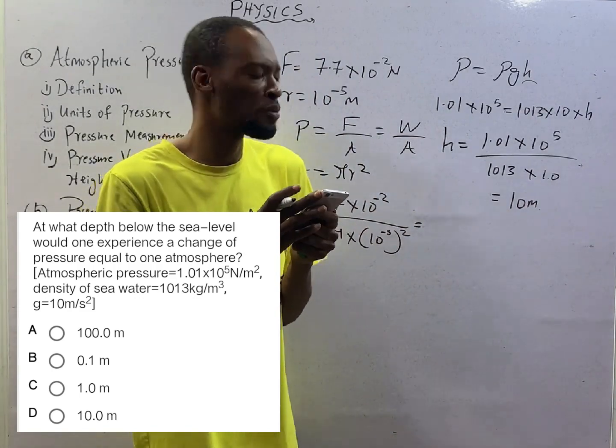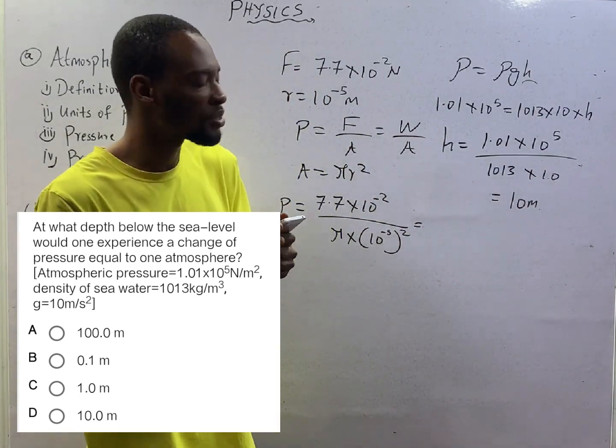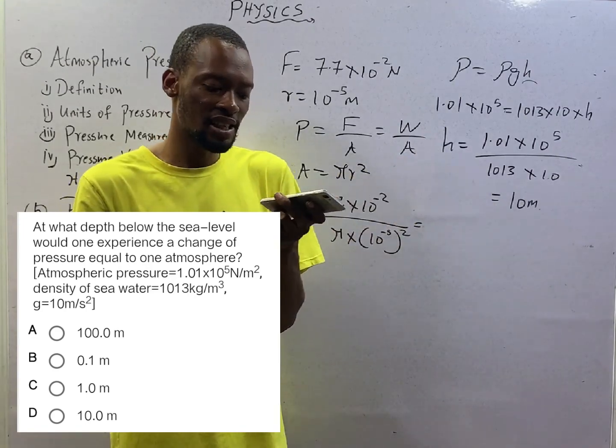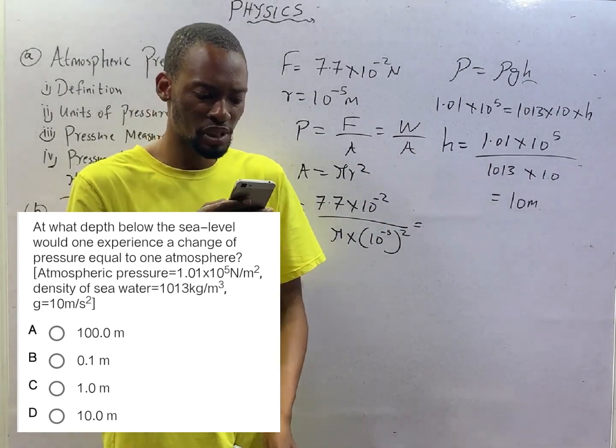So if you have the atmospheric pressure, you have acceleration due to gravity, and you have density, and you want to look for height, in this case the height is equal to 10 meters.